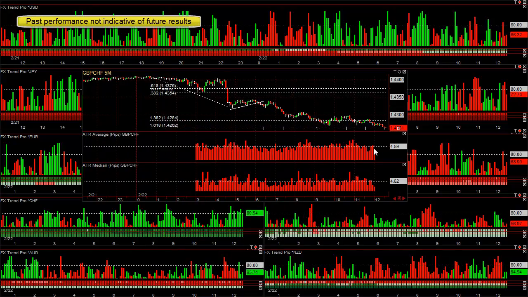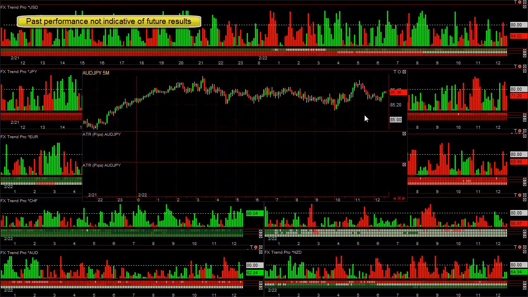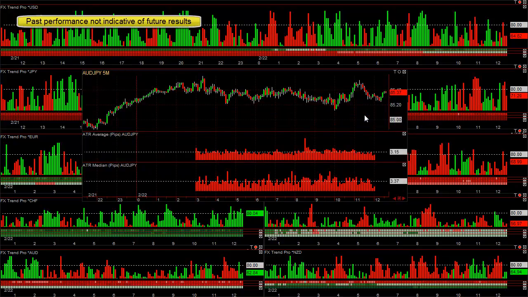This 5-minute bar typically moves 4.5, 4.6 pips per bar. So it's actually not that volatile. If you put this on the pound yen, it's probably 7 or 8 pips on a 5-minute bar. Lately, this one's been lower volatility. How about the Australian yen? In the past, they've been a little bit higher. We have a little bit lower volatility now than we have in the past.